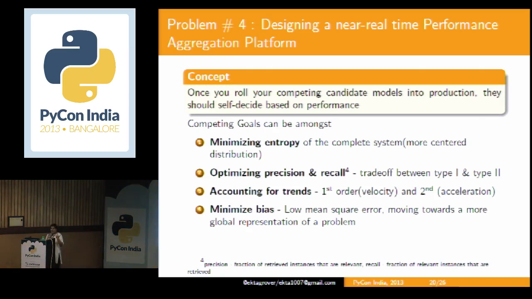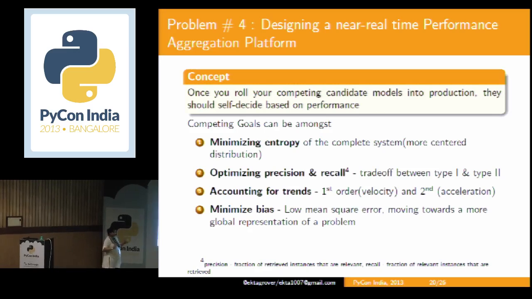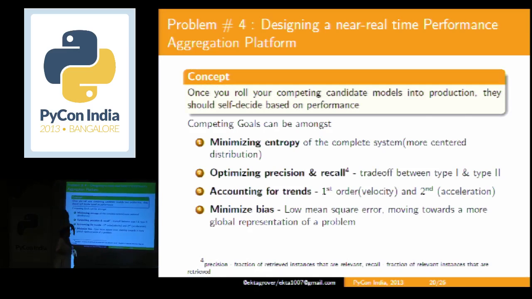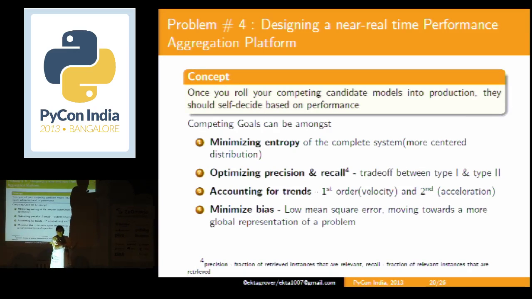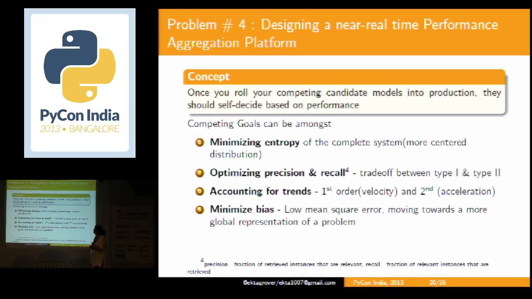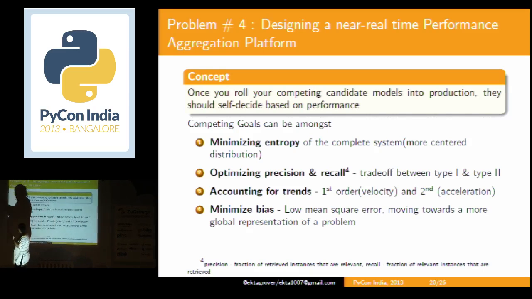So you just start with all possible goals that you could have for this aggregated system. So you could say that, okay, I want to minimize the entropy of the system, meaning I don't want a lot of randomness, meaning my model will perform very good in this time period or with this data set, but in the next data set, it's really bad. Then I would typically think about optimizing for precision and recall, which is the trade-off between the false positives and the false negatives. Then accounting for the trends, which is the velocity and the acceleration, meaning I'm looking at the first order and the second order trends.